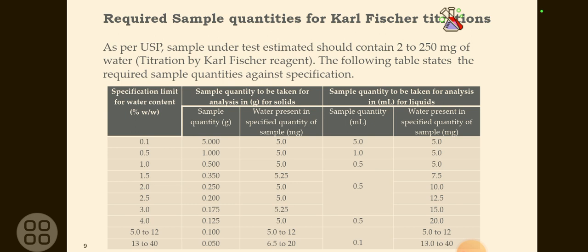Suppose, for example, the specification limit is 0.1%. The sample we have to take is around 5 grams. So if the compound has around 0.1%, in that 5 grams you have 5 mg of water. So that is the requirement. Like that, if the specification limit is 0.5, you have to take 1 gram, because from 0.1 to 0.5 it is increased 5 times, so the quantity you can decrease 5 times, 5 to 1 gram, but the amount of water will remain the same. So this table will explain how much quantity you have to take to determine the water content.